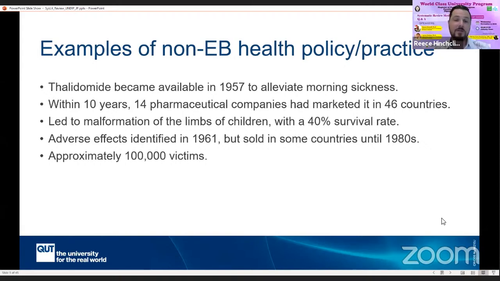We can also see this in relation to drugs, medications. So thalidomide, which you may be aware of, became available in 1957 to alleviate morning sickness amongst pregnant women. So within 10 years, 14 multinational pharmaceutical companies had marketed and sold it in over 46 countries. Now, it was quite quickly that the community, policymakers, industry actually realized this drug was leading to malformation of the limbs of children, and there was only a 40% survival rate for those children. You can see it only took 4 years. So in 1961, the adverse effects were noticed, but it continued to be sold in a lot of countries until 1980, with approximately 100,000 victims.